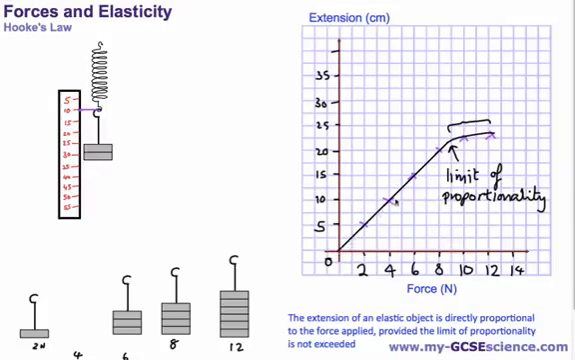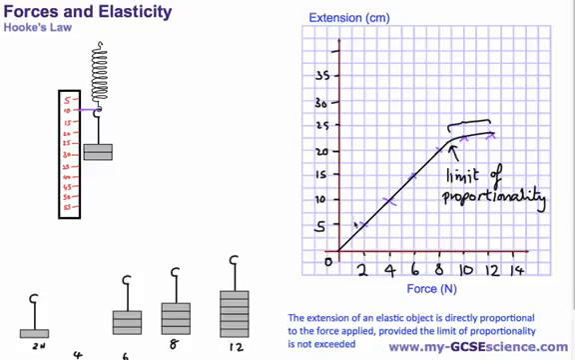But for this region of the graph here, all the way up to just over 8, let's call it 8, if you double the force, you double the extension. So if you go from 2 to 4, the extension's gone from 5 to 10. And if you go from 4 to 8, it's gone from 10 to 20. So that works out quite nicely.